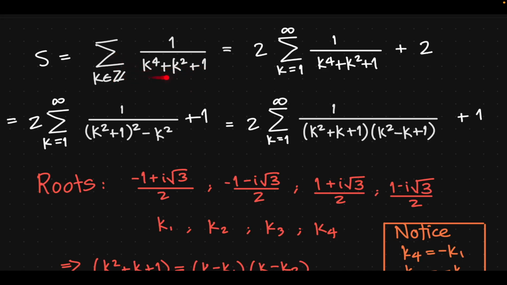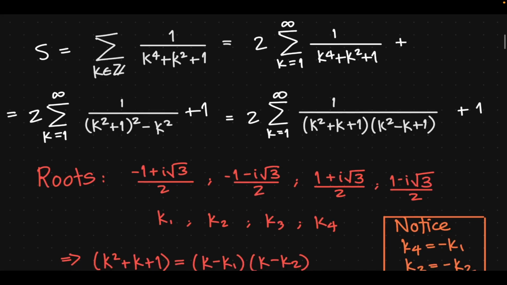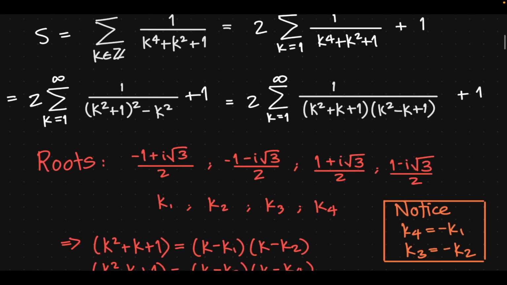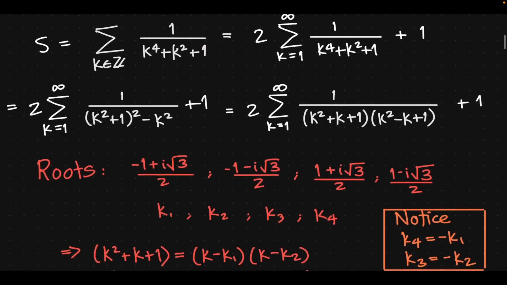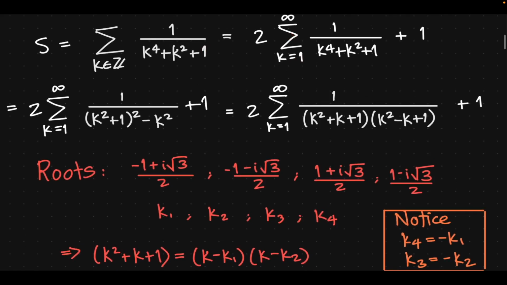Because from the evenness of this summand, the one from minus infinity to minus 1 and the one from 1 to infinity will be the same. So we have twice the sum from k equals 1 to infinity. And for the zeroth term, we just have 1, because you can plug k equals 0 in the denominator and you should get a 1. So that's why we have 2 times the sum from 1 to infinity plus just the 1 zeroth term.